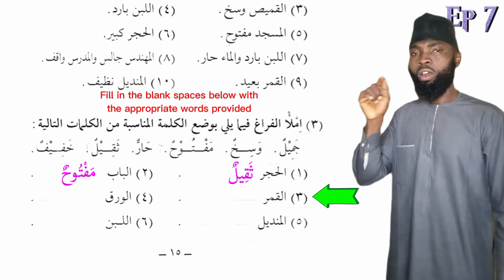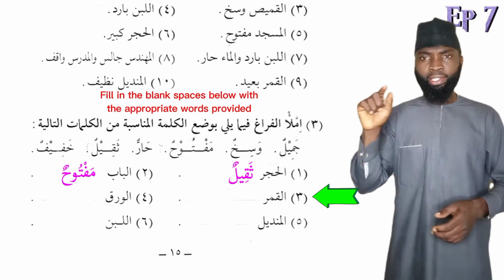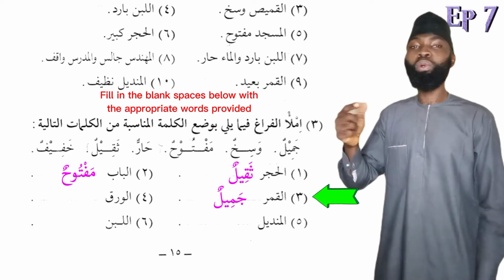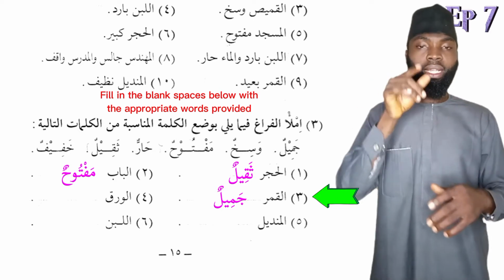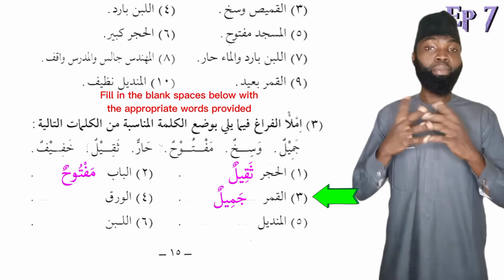Now let's move on to number 3. We have al-qamaru. What can we easily say about al-qamaru from these words? Let's use jamilun, beautiful, good. Al-qamaru jamilun, the moon is beautiful.